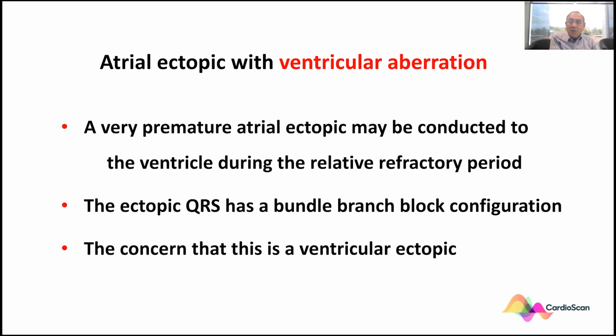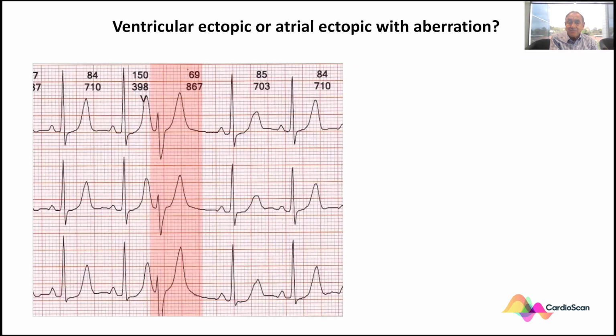An atrial ectopic with ventricular aberration means that there is a very premature atrial ectopic, which may be conducted to the ventricle during the relative refractory period, and I will explain this in a moment. The ectopic QRS has a bundle branch block configuration, and there is a concern that this is a ventricular ectopic, or as we've already shown, a run of ventricular tachycardia.